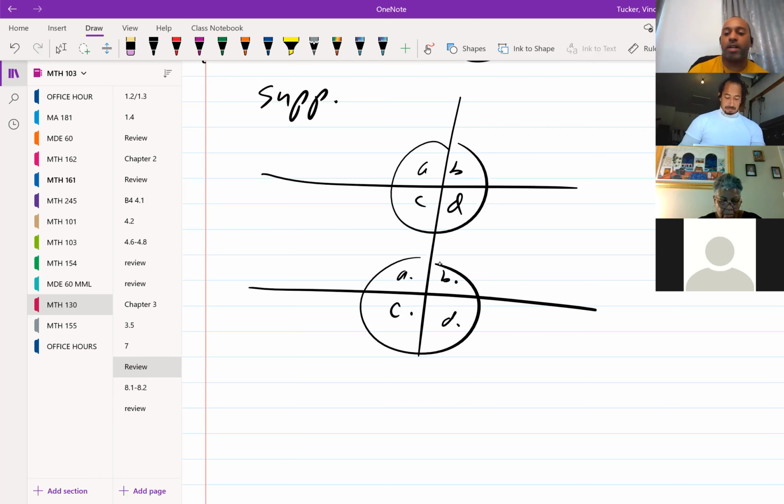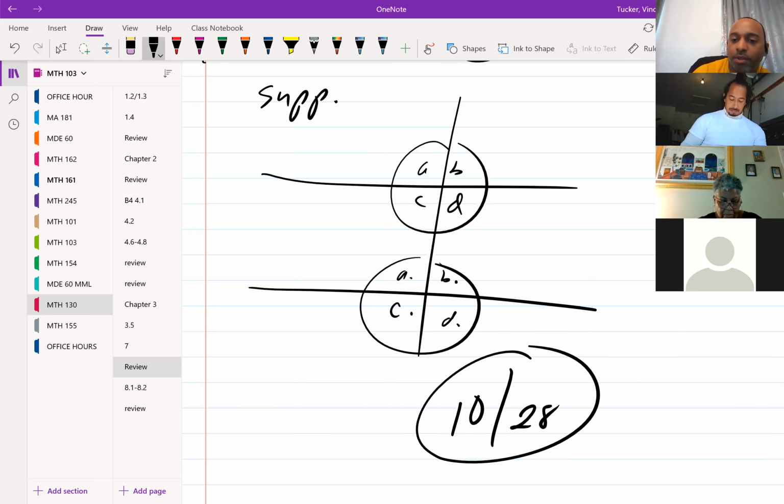The idea now is to get prepped for this test that is on the 28th. And this is on chapter 7. That's what we're in, right? The next test is the 28th. Chapter 7 test is the 28th.